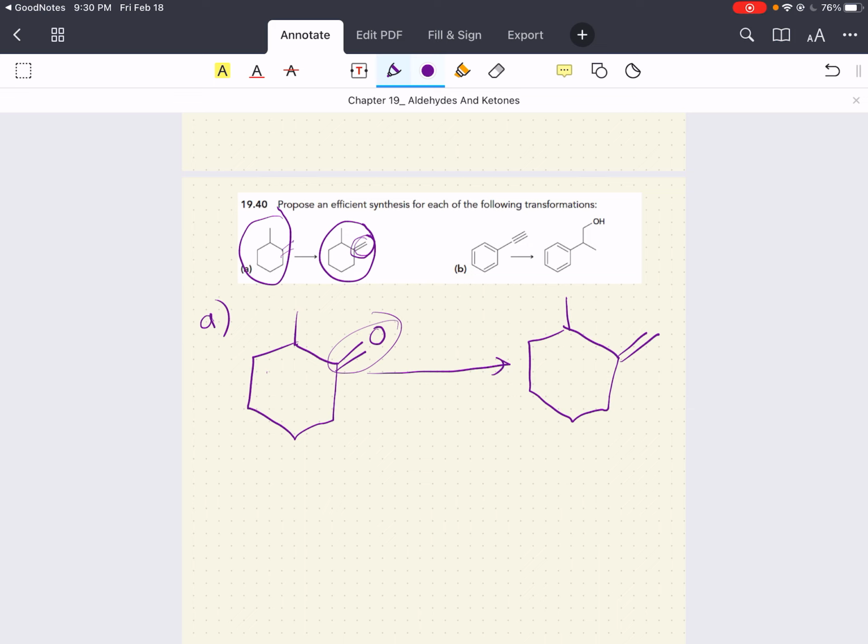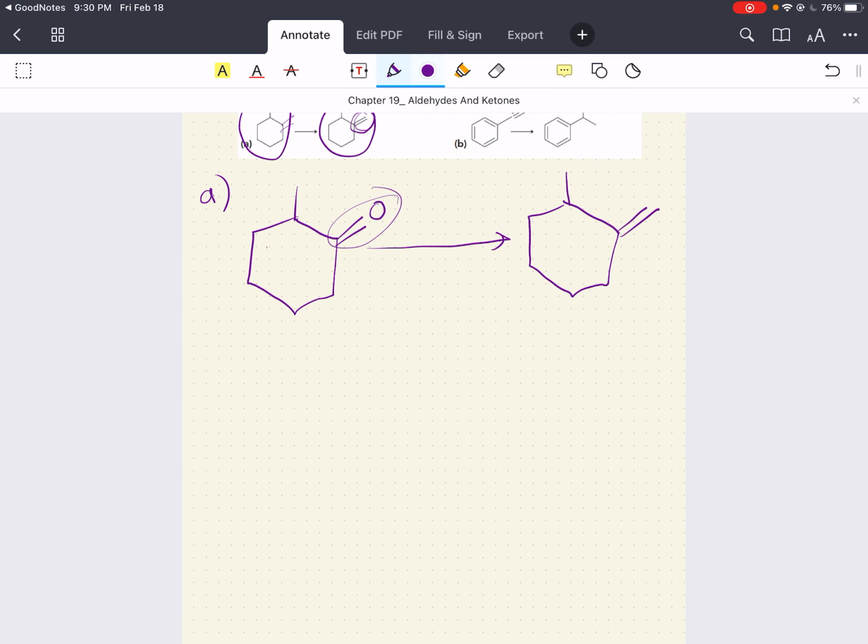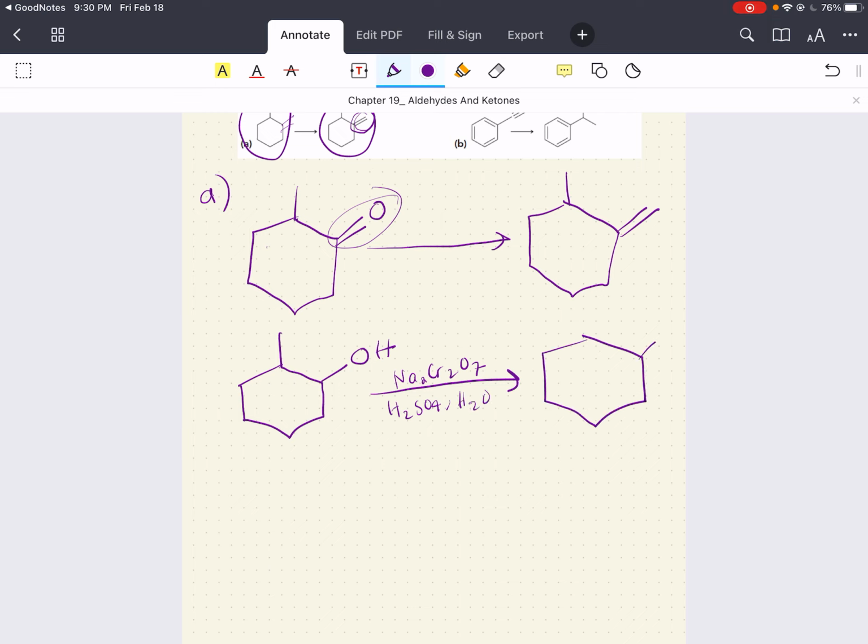Well, at the start of this chapter, we covered a way to prepare ketones. We know how to prepare ketones. If we start off with a secondary alcohol, we can use reagents like sodium chromate, sulfuric acid, and water, and we can convert the secondary alcohol to a ketone. So that's one way we know how to do this.